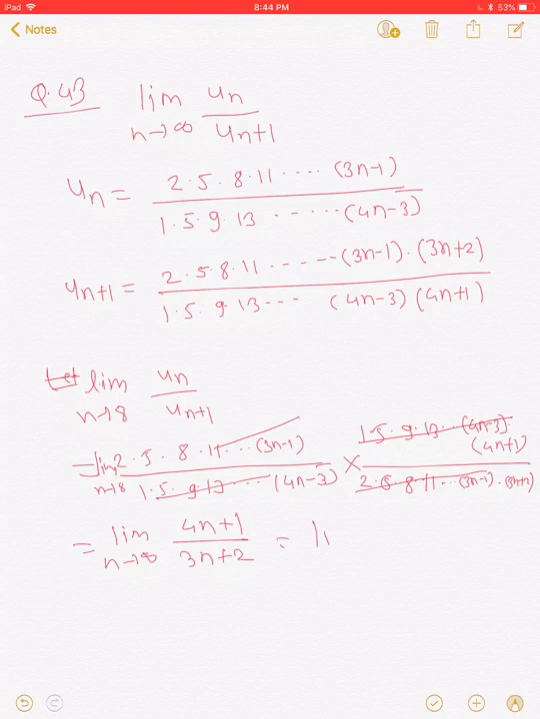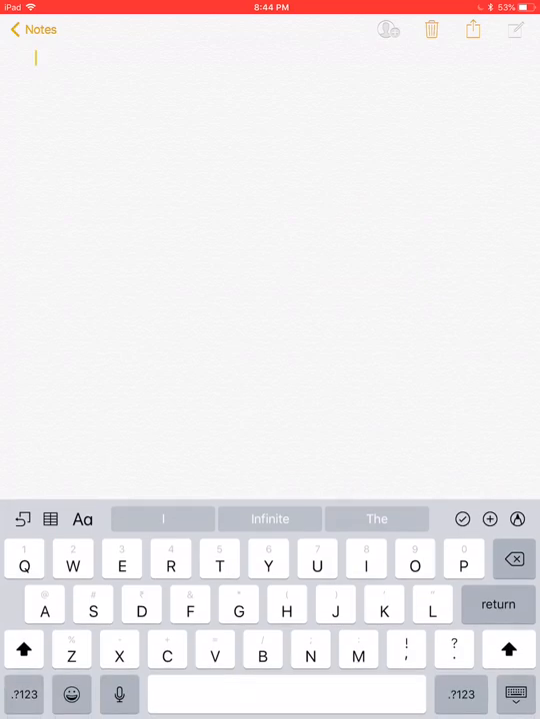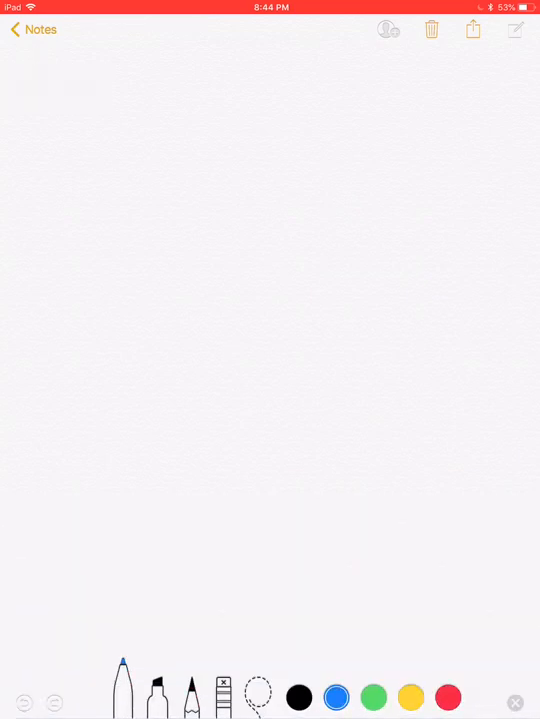So this can be written as limit n tending to infinity 4 plus 1 by n upon 3 plus 2 by n. Just substitute the value. So this becomes 4 plus 0 upon 3 plus 0. So this is 4 by 3. So 4 by 3 is the correct answer. Next question, that is question number 44.